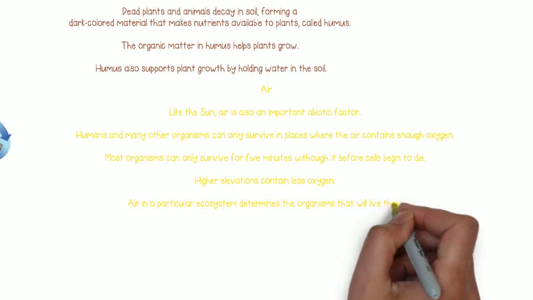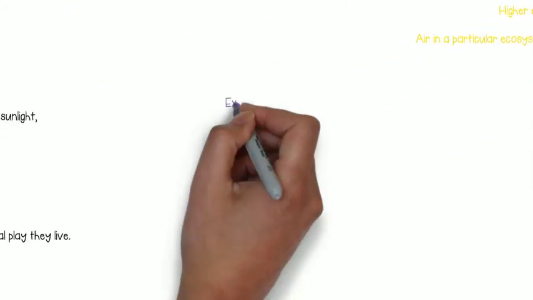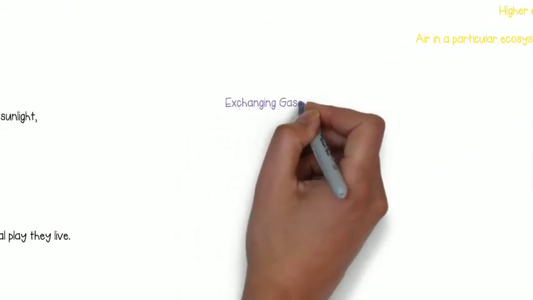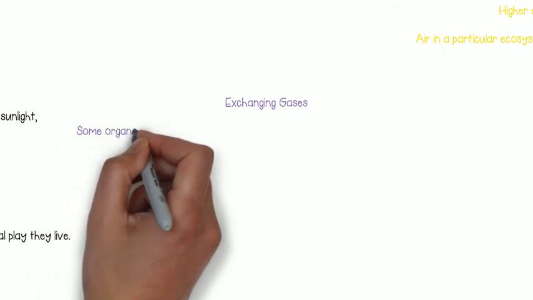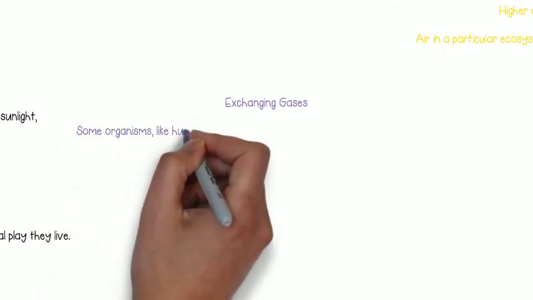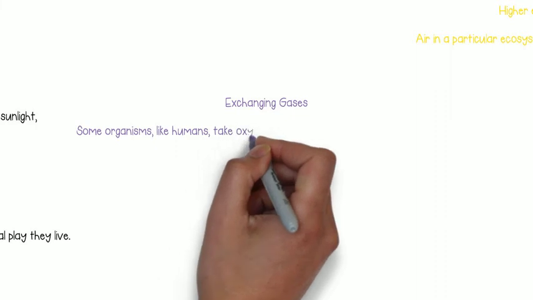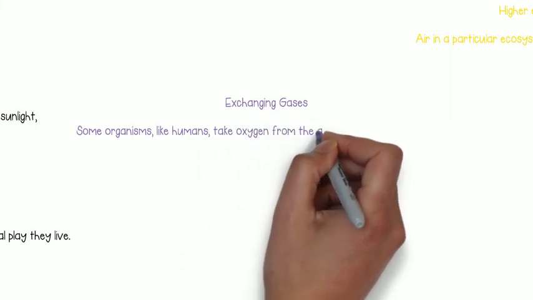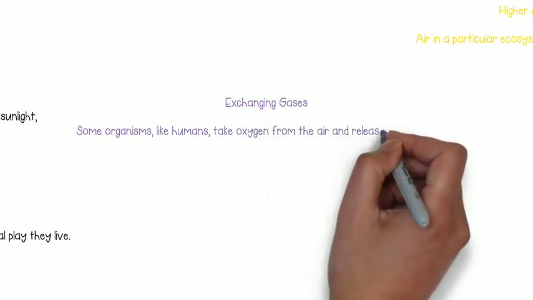At higher elevations, the mountain air contains less oxygen. Mountain climbers carry oxygen tanks to help them breathe. Some organisms can use less oxygen than others. The air of a particular ecosystem determines the organisms that will live there.